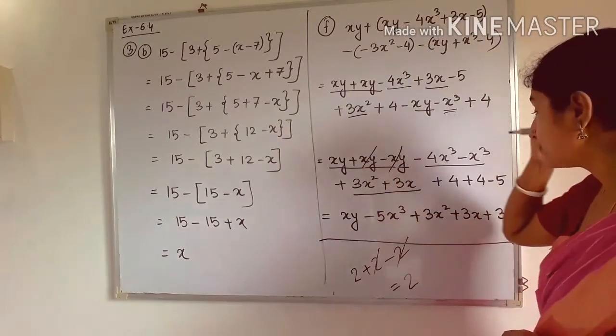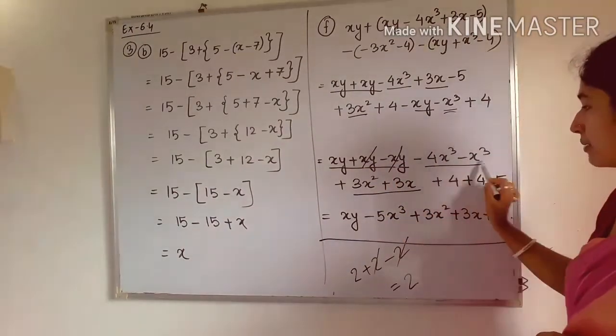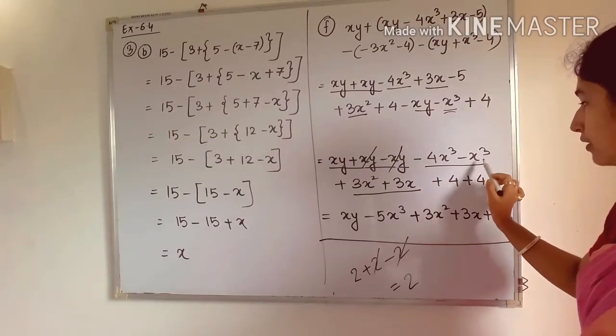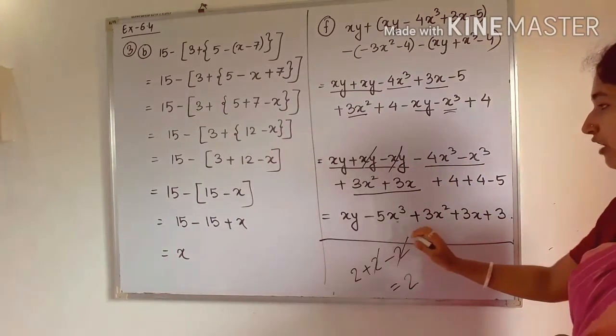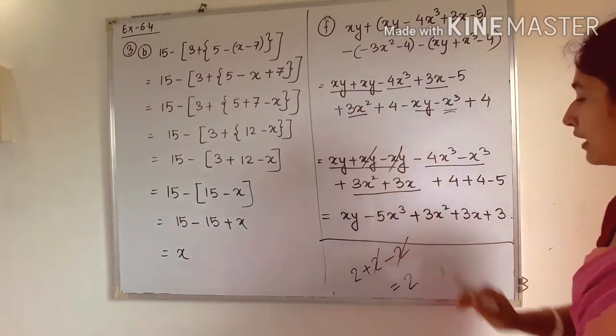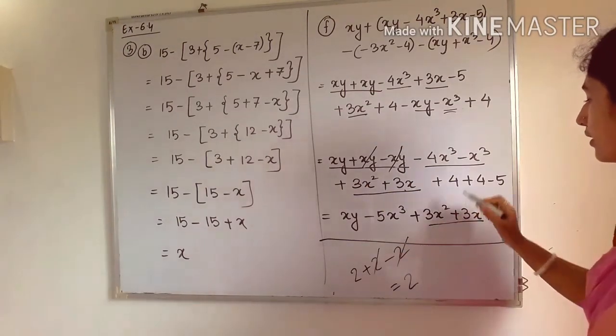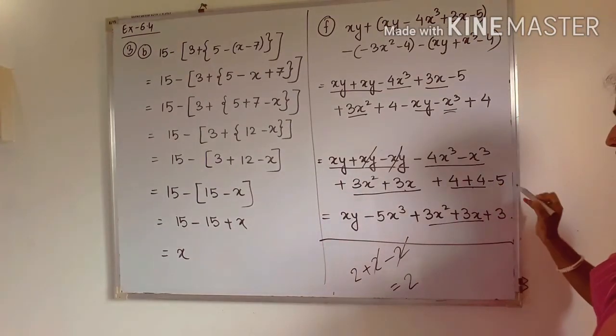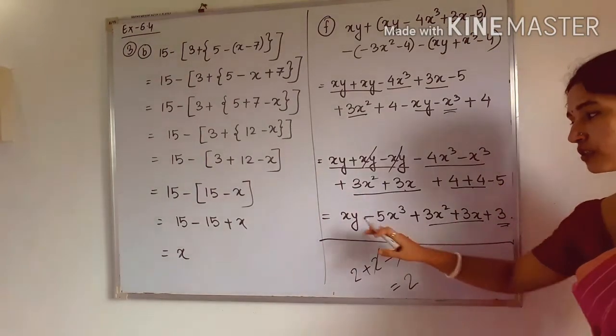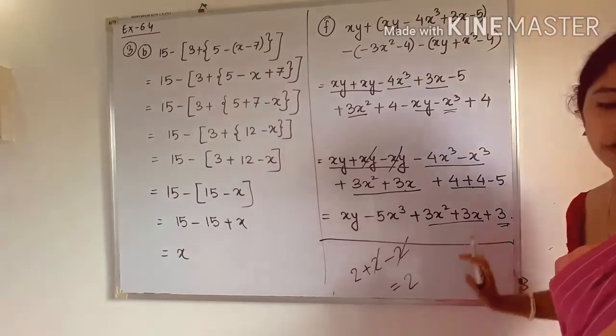So xy, then these both are the same sign, so we have to add this one. So 4 plus 1 will be 5, so 5x cube, and you have to put the minus sign. Next, these are unlike, so we will write like this only. 4 plus 4 will be 8, and 8 minus 5 will be 3. So this is the final algebraic expression we got from this.